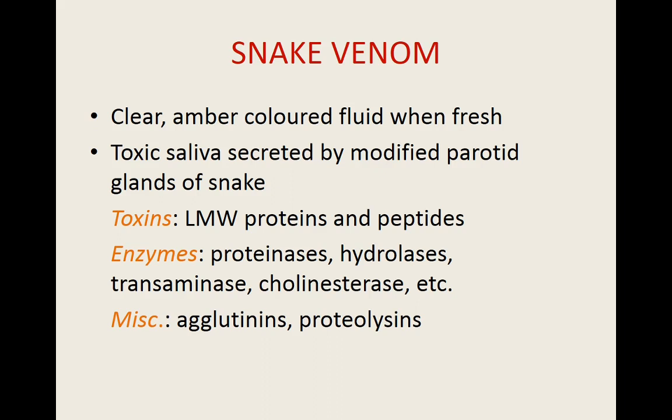And snake venom comprises toxins such as low molecular weight proteins and peptides, enzymes like proteinases, hydrolases, transaminase and choline esterase, and also agglutinins and proteolysins. So these are the constituents of snake venom, and these usually produce the toxic effects which are seen when snake venom is injected through a snake bite. Okay, when snake venom is injected into the human body through a snake bite, the manifestations are due to all these constituents.